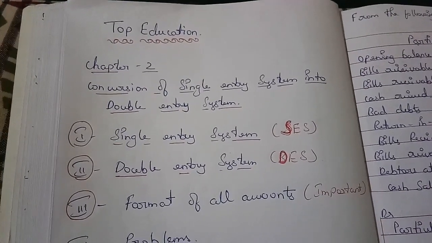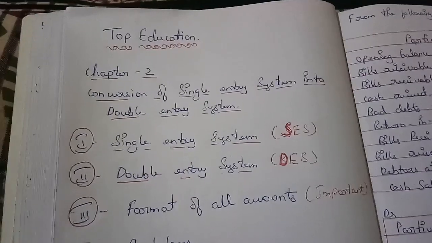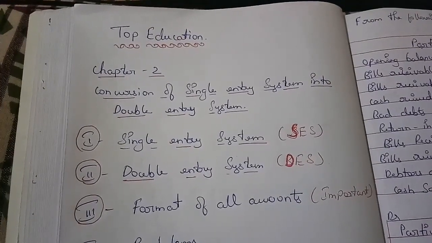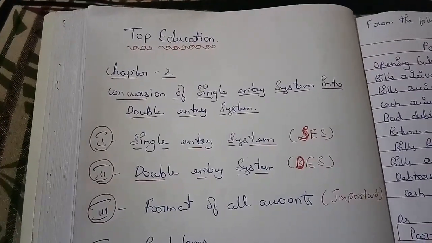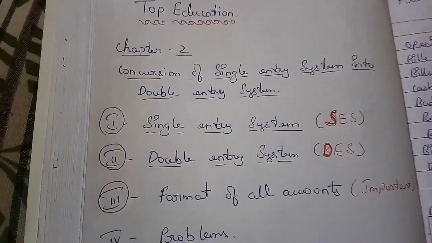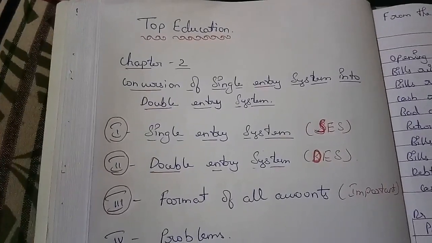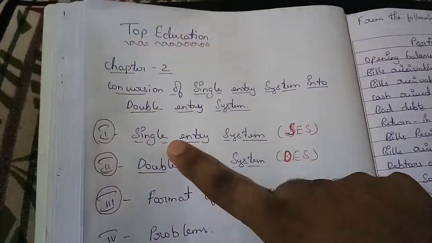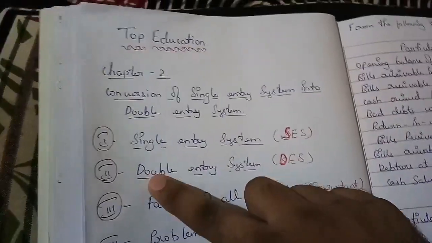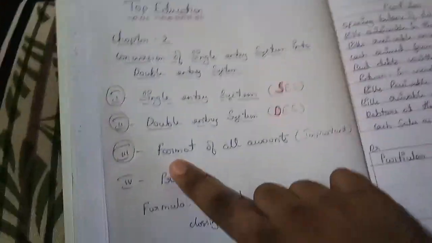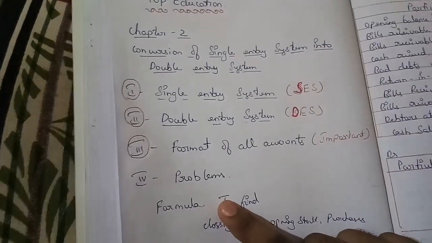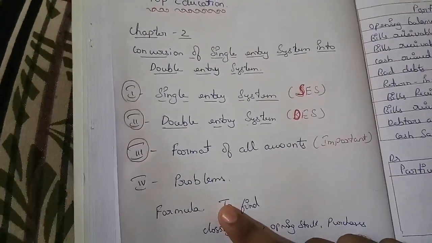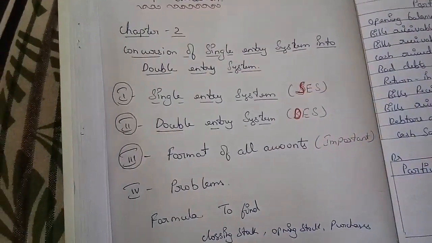In this session we will learn chapter 2 of FA, that is Financial Accounting, and the chapter name is Conversion of Single Entry System into Double Entry System. So first we will learn what is single entry system, then double entry system, then we'll know all the formats and we'll have two sums on each topic. So let's begin with it.